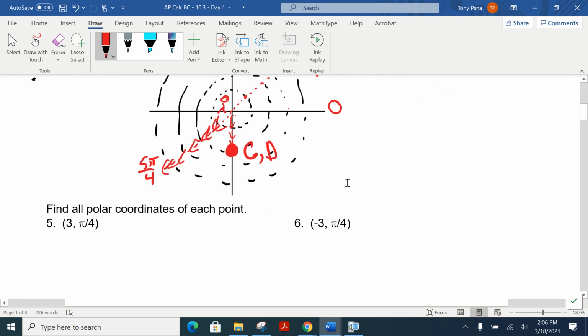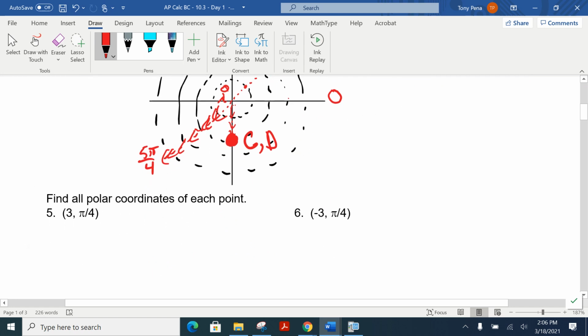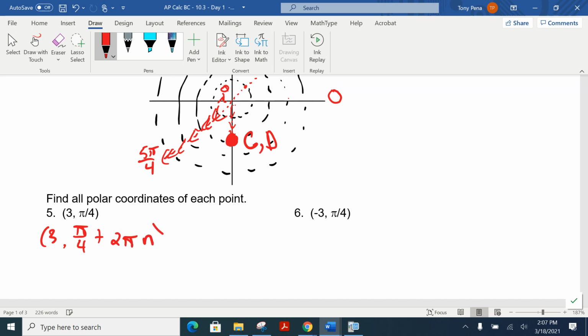Along those lines, 5 and 6, if I ask you to find all polar coordinates from each point, there are a couple different ways we can do it. I think the simplest way is let's keep this 3 positive. Let's keep our angle pi over 4. And then what we would hopefully know is if I just go around 360 degrees or 2 pi, we should end up right where we started from. So I could do 2 pi and then multiply by n. That just gives me all polar coordinates of this.